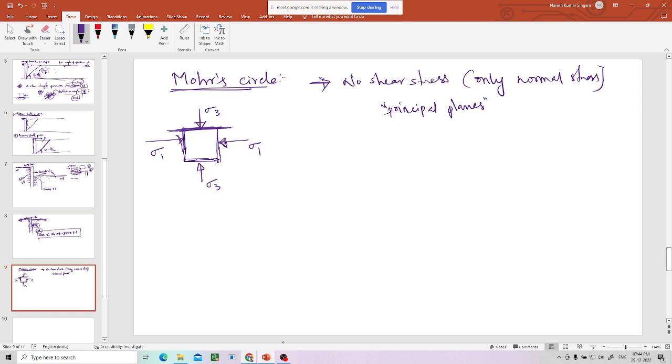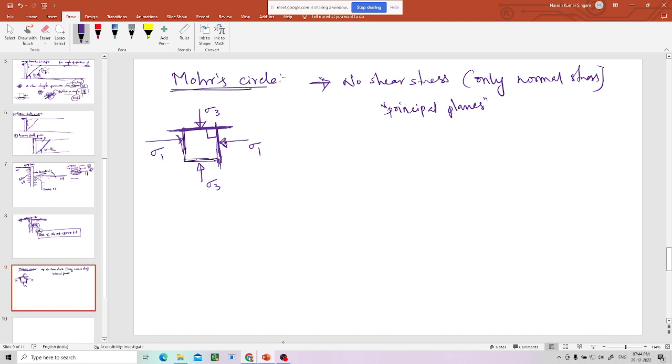Now, if you take any element, there will be two planes which are perpendicular to each other. There will always be two principal planes on which there is no shear stress. Let us take this element. This horizontal plane is one principal plane, and the vertical plane is another principal plane, because there are no shear stresses on these planes and they are perpendicular to each other.